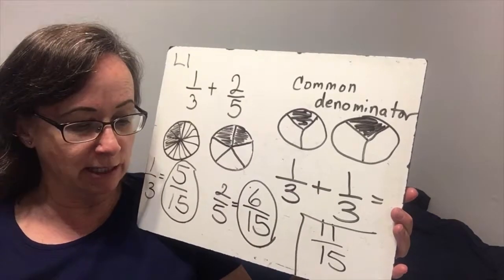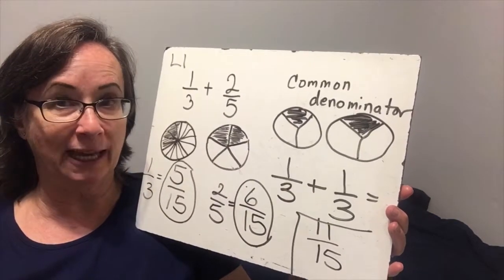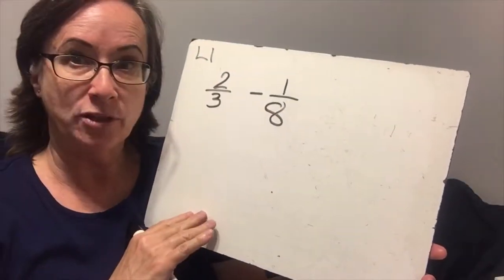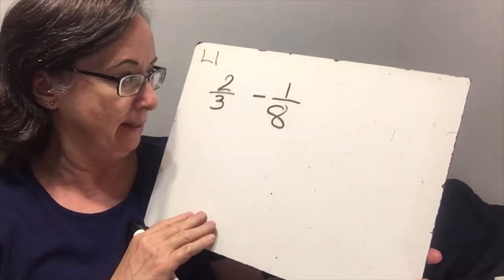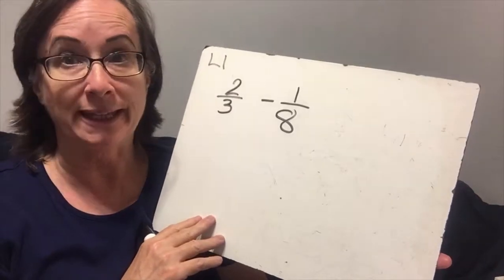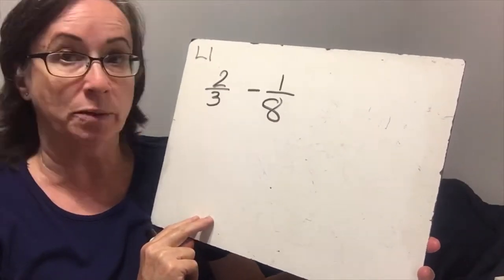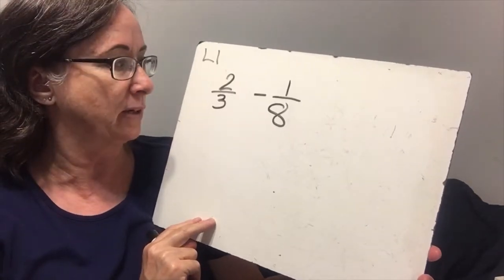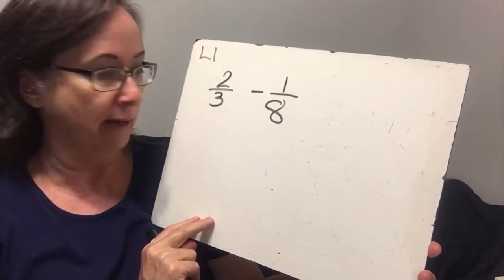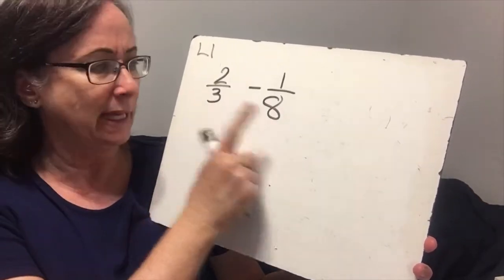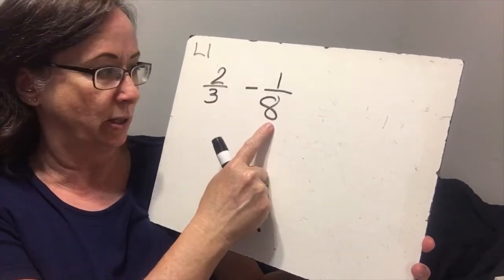So that's right at the top of page 1 in your book, and now we're going to come back with another example. All right, so now we have 2/3 take away 1/8. Again, we have the uncommon denominators, different denominators. We're going to have to get a common denominator to be able to subtract them. So we're going to say, what is the smallest number that 3 and 8 both go into?